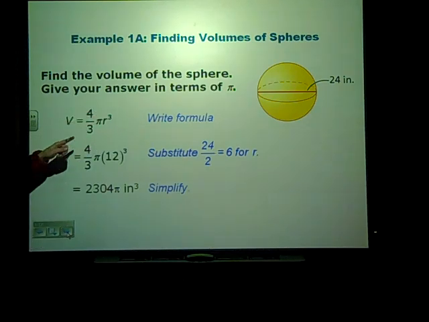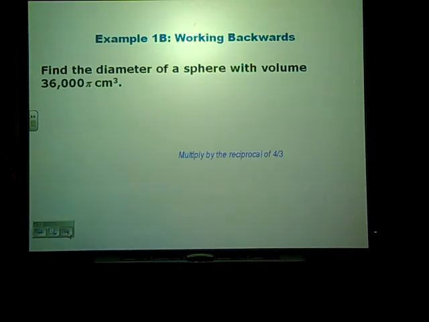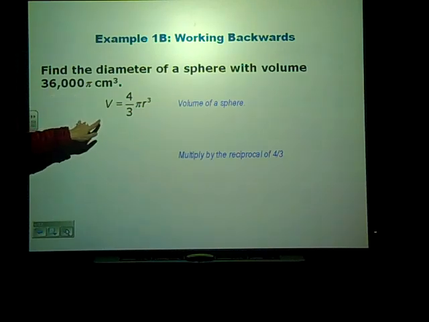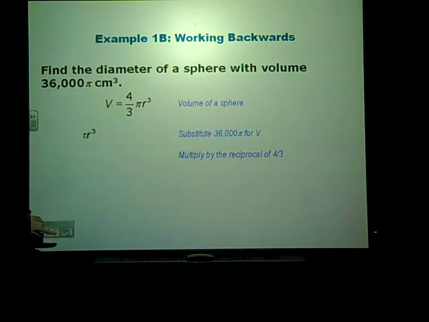So the biggie is don't be tricked by a radius or by a diameter, use the radius. Okay? Now, we might have to work backwards. If I wanted to find the diameter of a sphere and I knew the volume, well, I still write down your volume formula and set this equal to the volume. And then we're going to just work backwards.